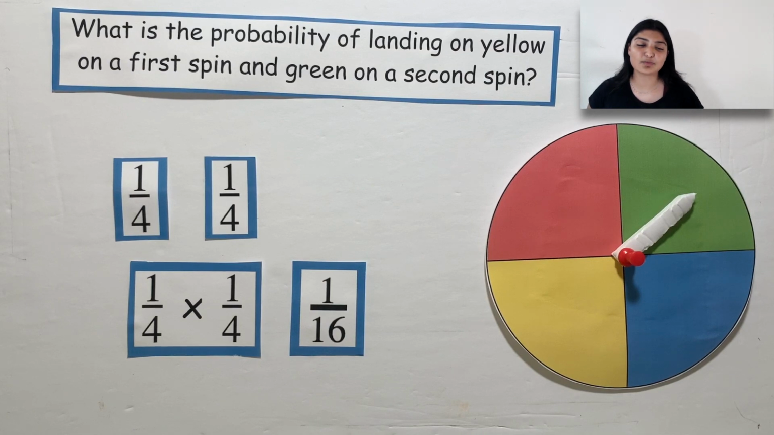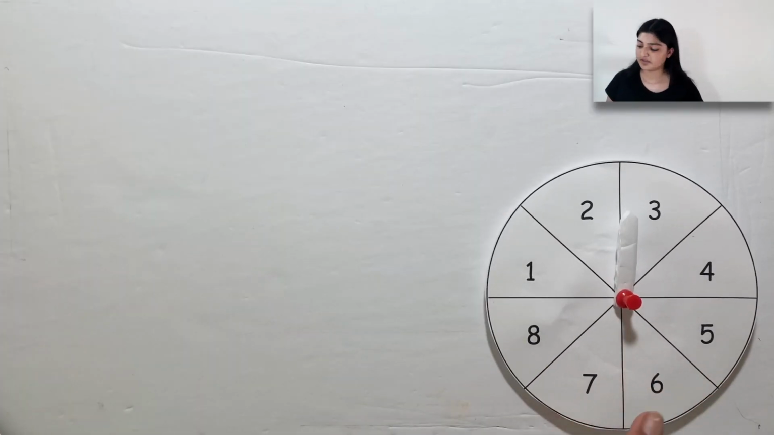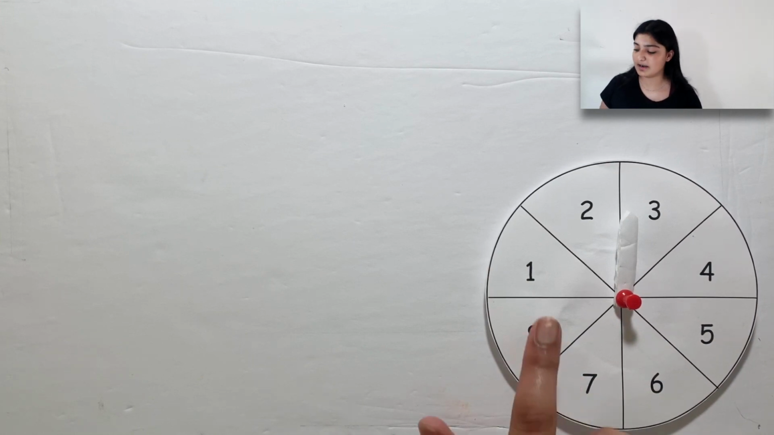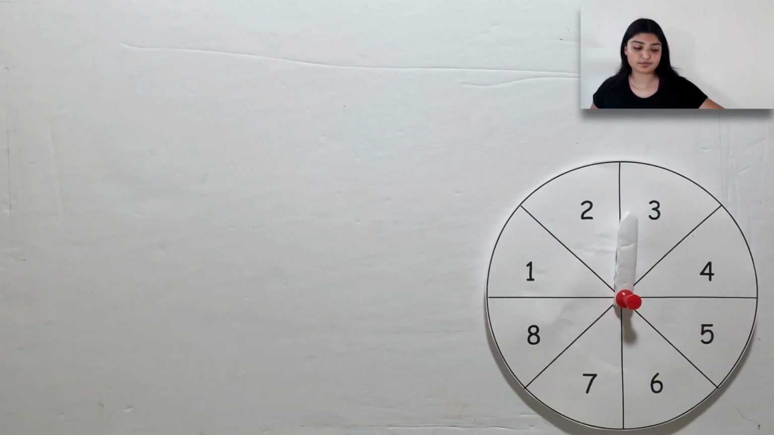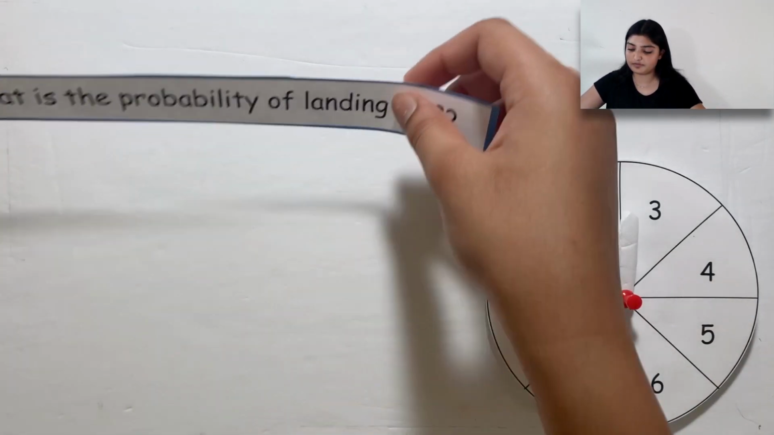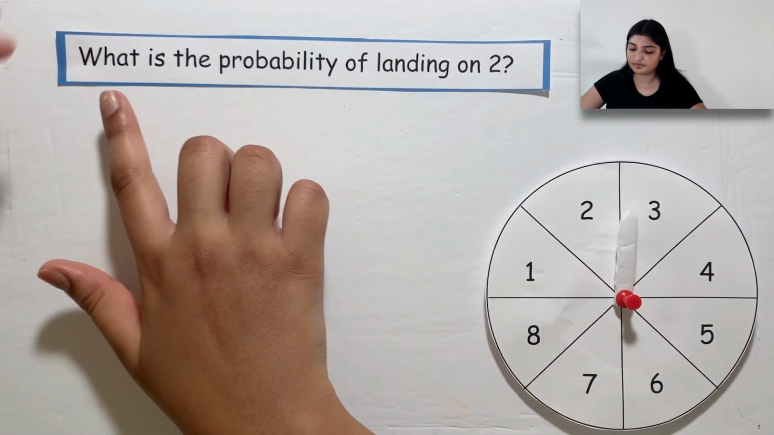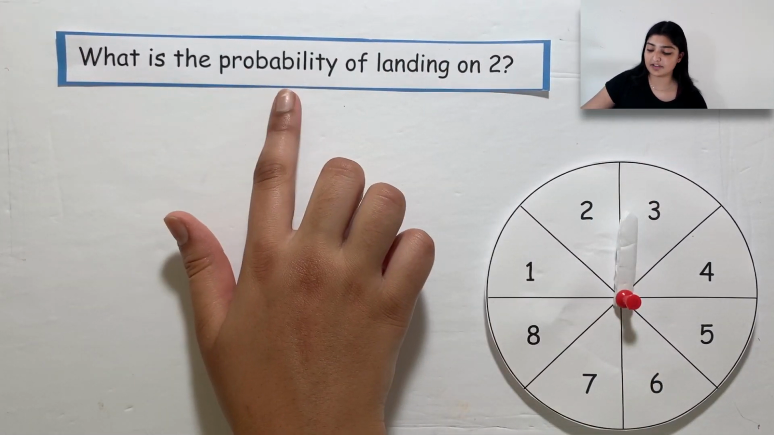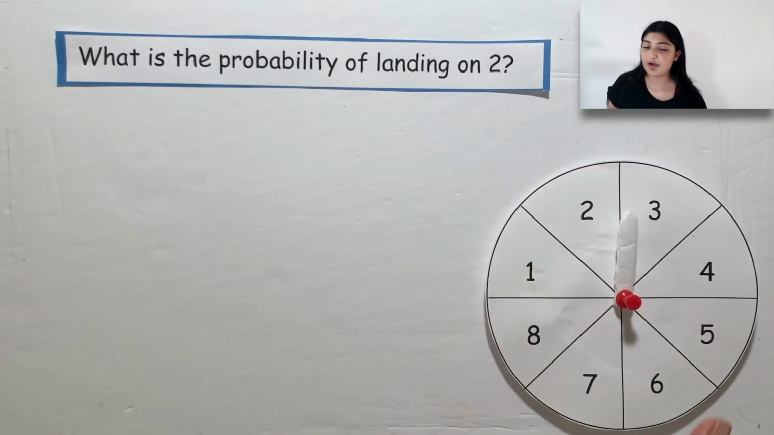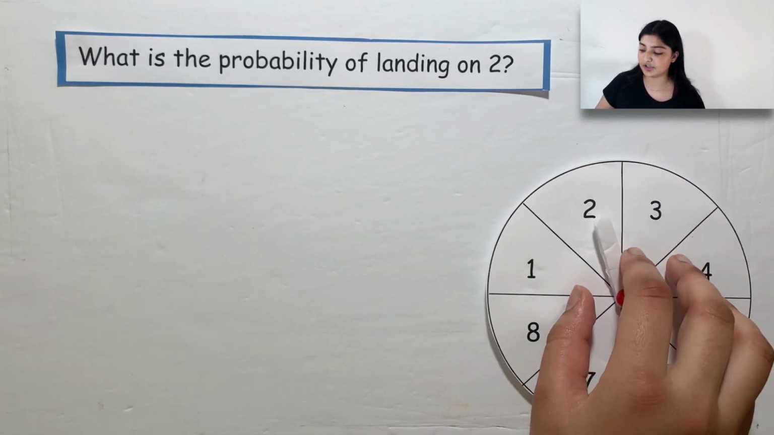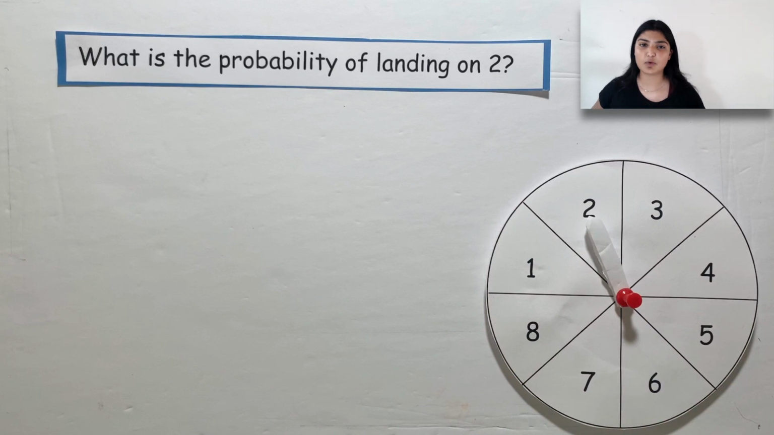Now, let's take a little bit of a more complex example and use a different spinner. Here we have a spinner numbered 1 through 8, with 8 equal sections along the spinner. What is the probability of landing on 2? Suppose we spin the spinner and land on 2. Well, what are our chances?